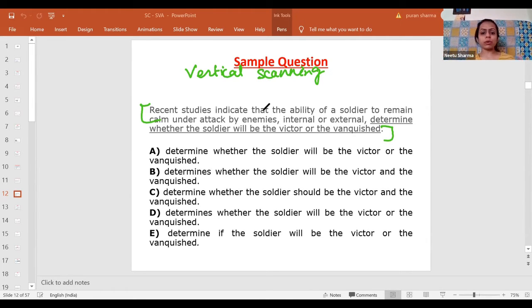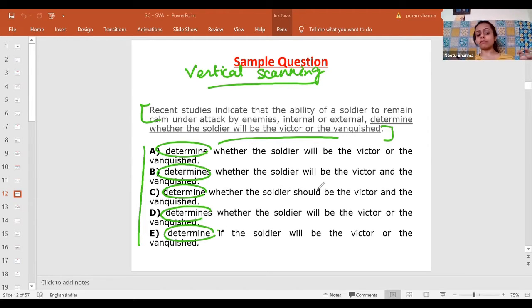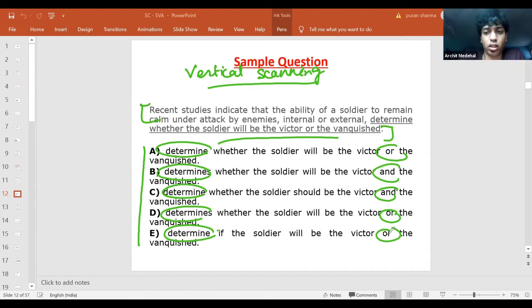If you're not able to do so, simply go for a vertical scan. So what is a vertical scan? Go vertically first and then go horizontally. Vertical scanning means that if in the middle, in the beginning or in the end, something is changing in the answer, go for that idea because it might give you a decent hint about what is being tested in the sentence.